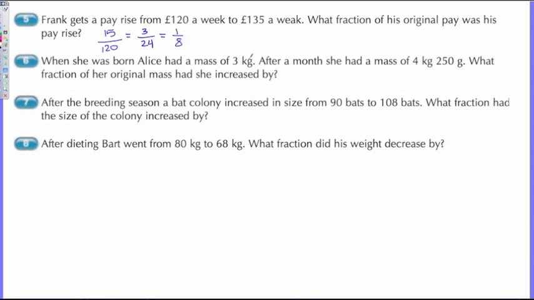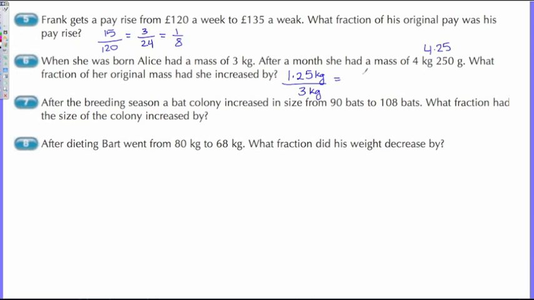Okay, the next one. Alice was born and had a mass of 3 kilos. After a month, she had a mass of 4 kilos and 250 grams. What fraction of her original mass had she increased by? So going from 3 to 4 kilos and 250 grams, which is 4.25, okay, so 4 1/4, is increased by 1.25 kilos. So what fraction is that of the original amount?